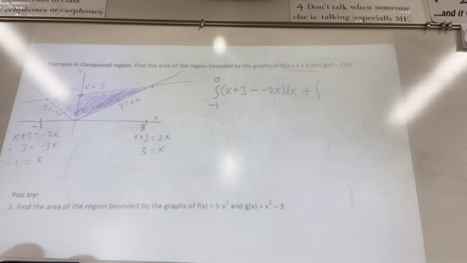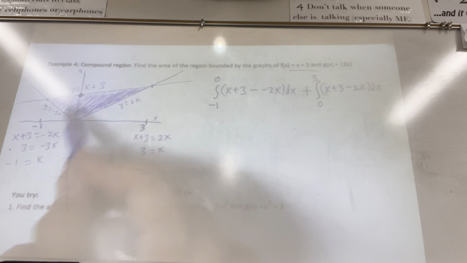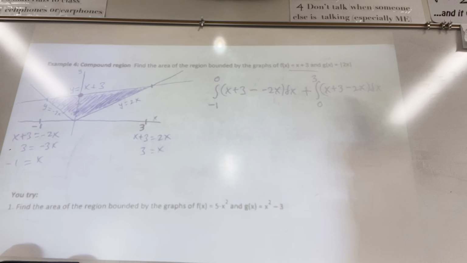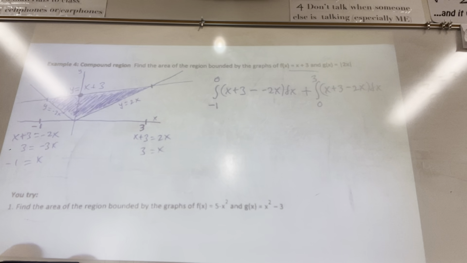Jasmine, from where to where? From 0 to 3. And what function minus what function, Jasmine? x plus 3 minus 2x. x plus 3 minus 2x. Yep. Mm-hmm. There is the difference. We good? So, very easy. We just fix it. We put two different integrals because we have two different bottom functions. Okay? And then we just solve each one.